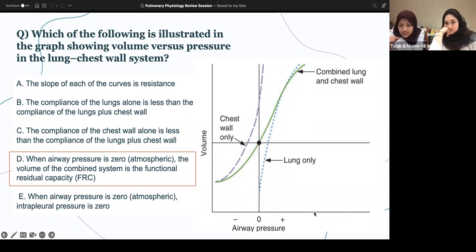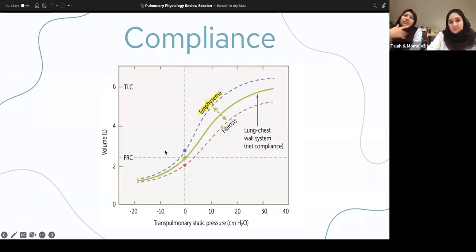And the doctor mentioned in the slides that 0 represents FRC in the graph of the respiratory system. Yeah, that's proof, literally it. And all of these other options are wrong. So that's why. Oh, and this is the graph that I was talking about.